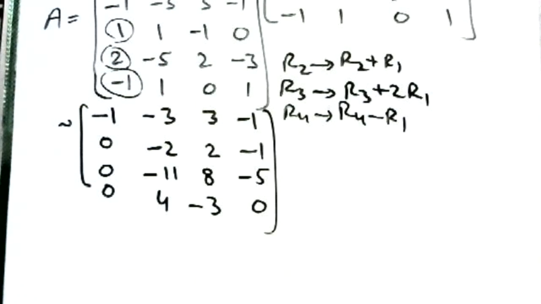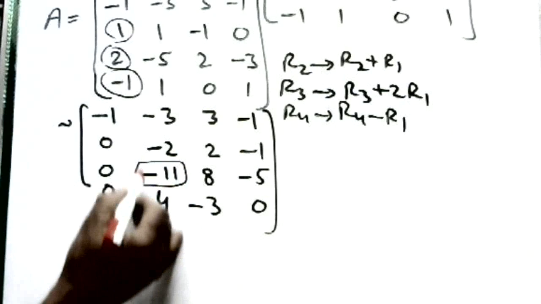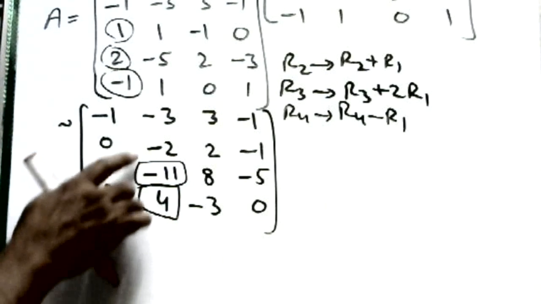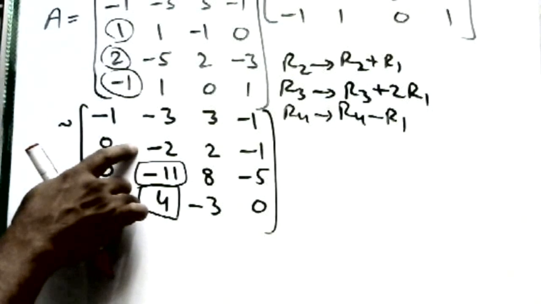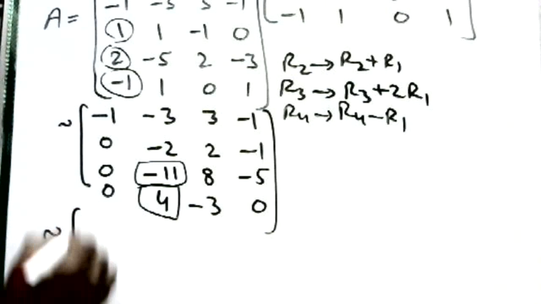3 0 minus 3 is minus 3. Now see here, the next step is to make these two entries zeros, this one 0 and this one 0. To make these two zeros we have to use R2. Okay, now we are not changing R1 and R2.